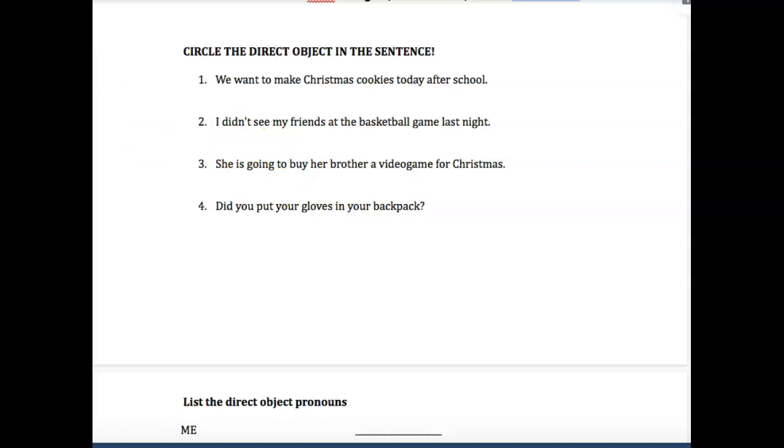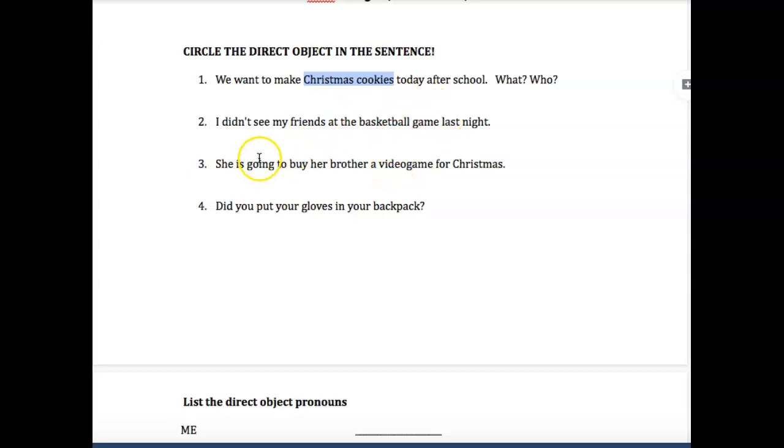So number 1, we want to make Christmas cookies today after school. Sounds good even in April. Want is the verb, want to make. So we have the whole verb phrase here, want to make. I ask my question, what? Who? Want to make what? Want to make who? Answer is Christmas cookies. That's the whole direct object.